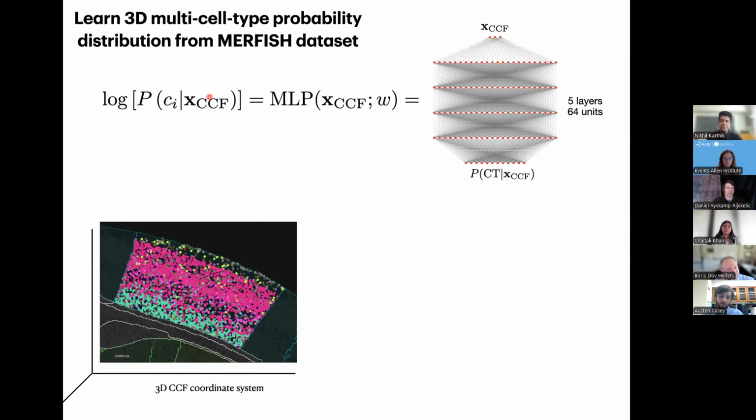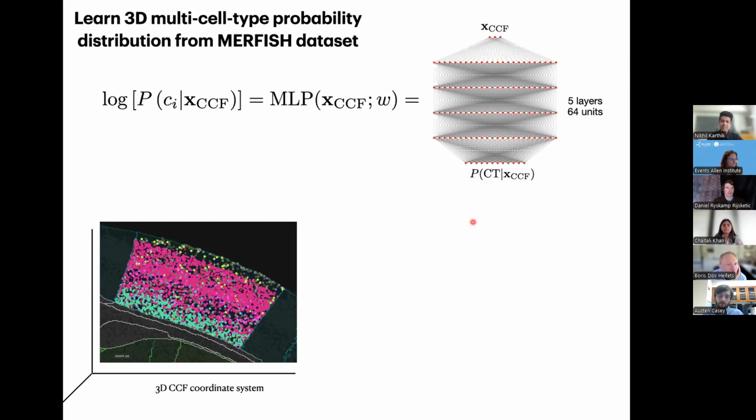For this, we use a very simple neural network, which is the multi-layer perceptron, which is a fully connected network. We use about 5 layers with 64 hidden units in each of those layers. The input to the multi-layer perceptron are the CCF coordinates, scaled to make it stable. And the output are the logarithm of the probabilities for the 28 subclasses in WISP, or for different regions, it would be the number of subclasses or cell types in that particular brain region.